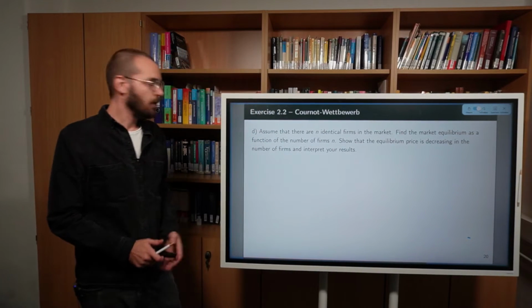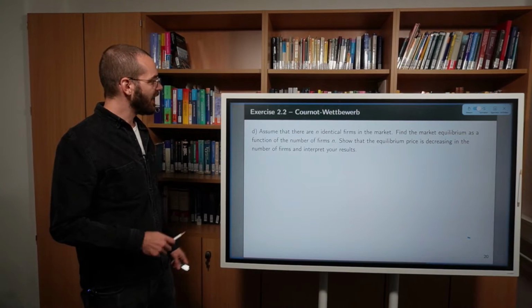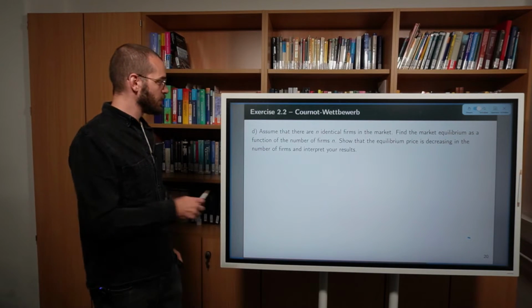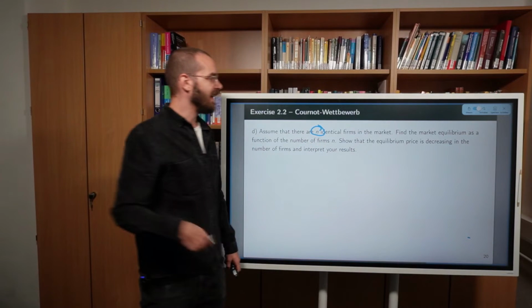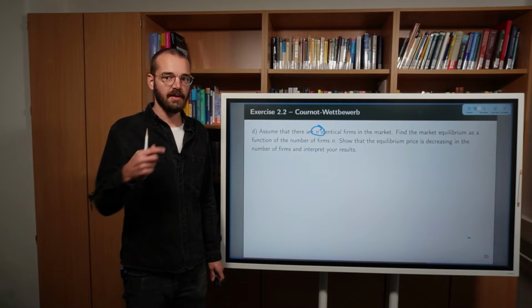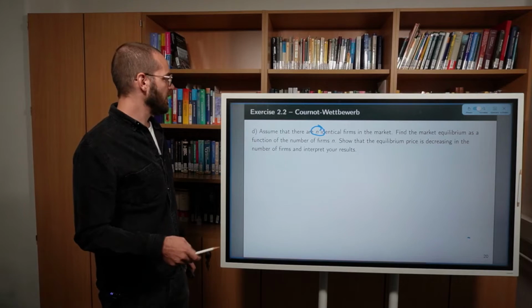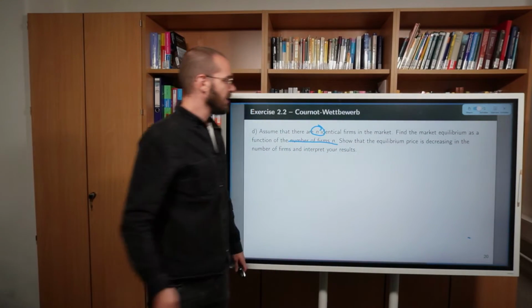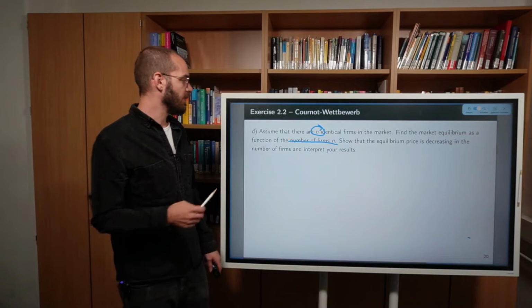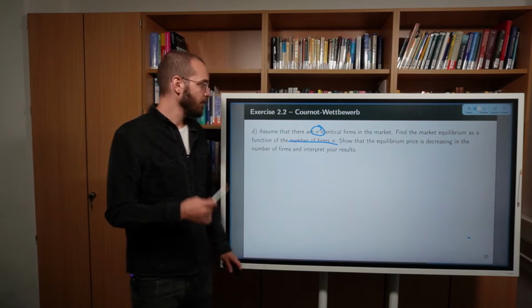All right, on to the final task of this second exercise in this assignment. We are now asked to drop the assumption that there are two firms in the market. Instead, we are now considering a situation where there are n identical firms in the market. Everything else stays the same. It's only this one single change in the model. We are then asked to find the market equilibrium as a function of the number of firms, and to show that the equilibrium price is decreasing in the number of firms, which we then will have to interpret. Let's start with the first part.